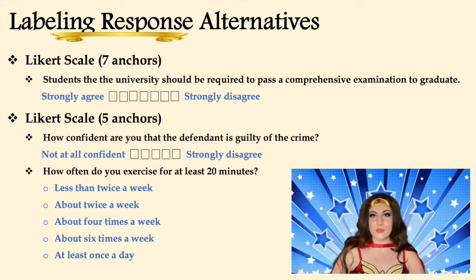And you could also ask a question about frequency of behavior, right? How often do you exercise for at least 20 minutes? And here we have 5 answer choices: less than twice a week, about twice a week, about 4 times a week, about 6 times a week, and at least once a day. So again, given this last example, we don't have a neutral base, right? Because we're asking how often they exercise. And if they never exercise, then they would choose the first one, less than twice a week. But in this case, about 4 times a week would be the middle level between people who don't exercise at all and those who exercise frequently.